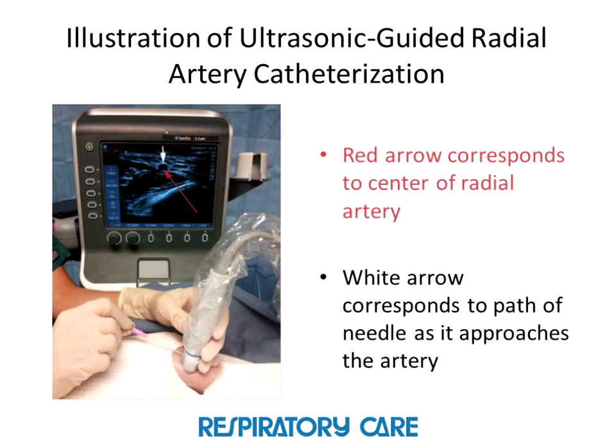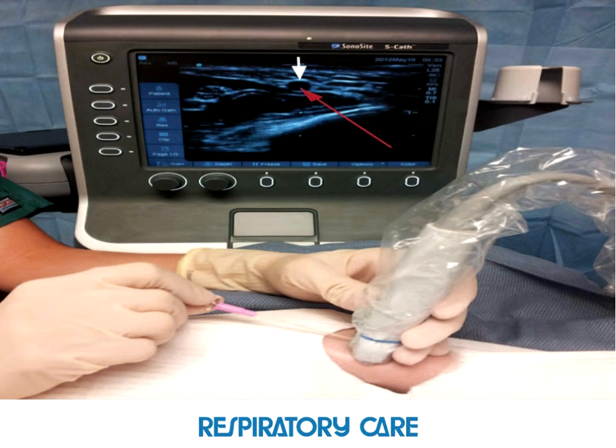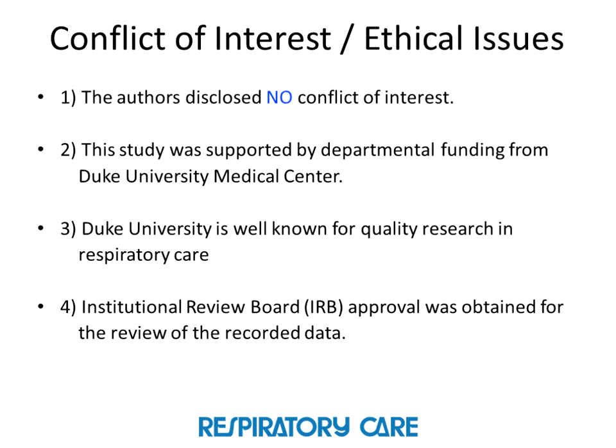In the next slide, I blew the picture up a little bit larger. It's a little bit distorted. But again, you can see that it's not real clear, but you can see the red arrow pointing to the artery and the white arrow showing the catheter moving in towards that artery. So kind of neat stuff, if you will.